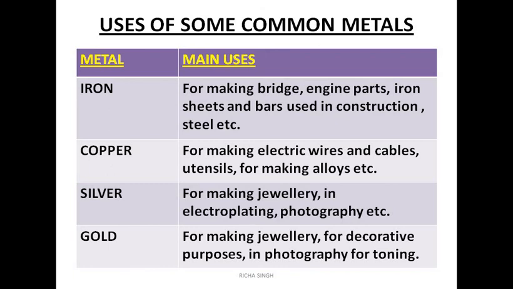First, iron. It is generally used for making bridges, engine parts, and iron sheets used in construction. The reason being that it has a high tensile strength. It can bear a lot of stress. Therefore, wherever construction has to be done, iron is used. Copper is used for making electrical wires, utensils, and for making alloys. Why? Because it is a good conductor of heat and electricity.